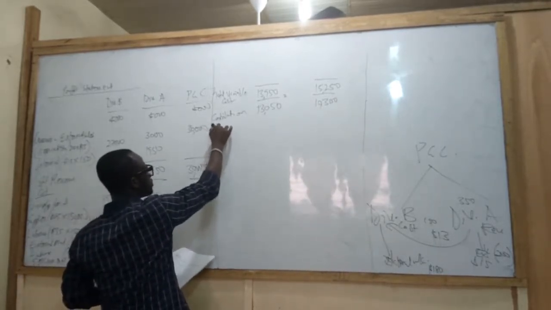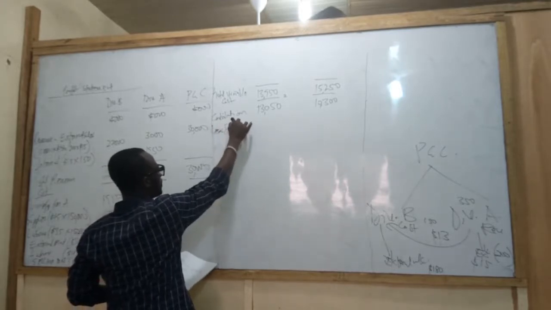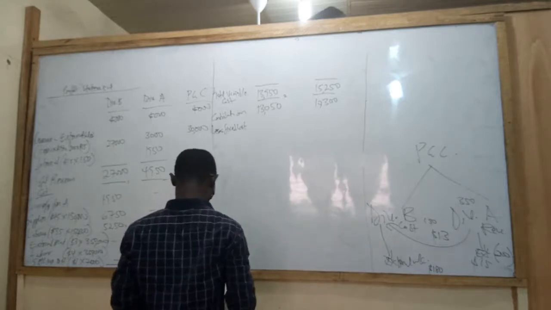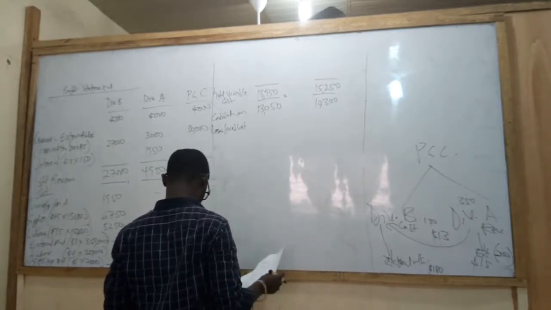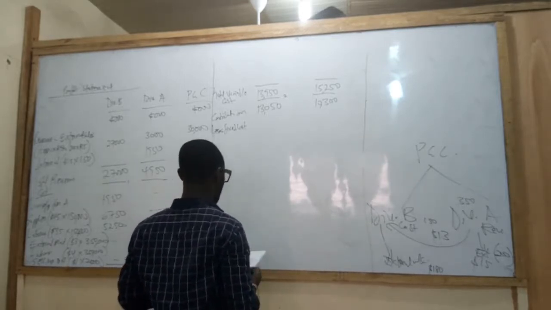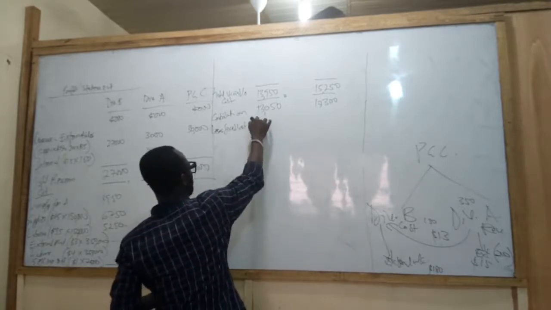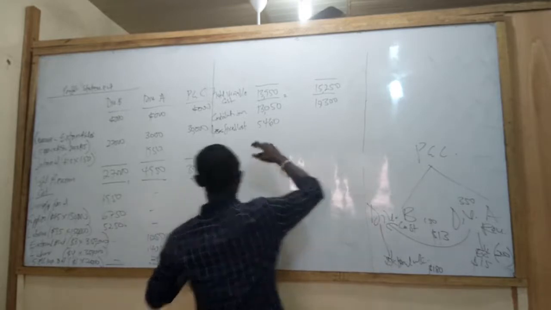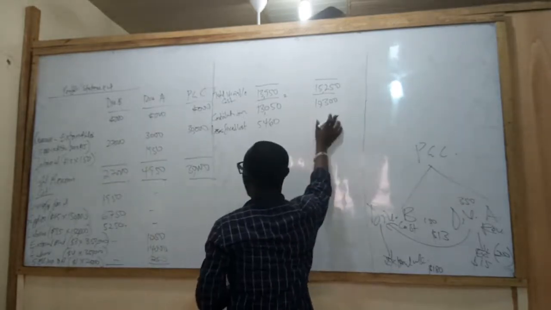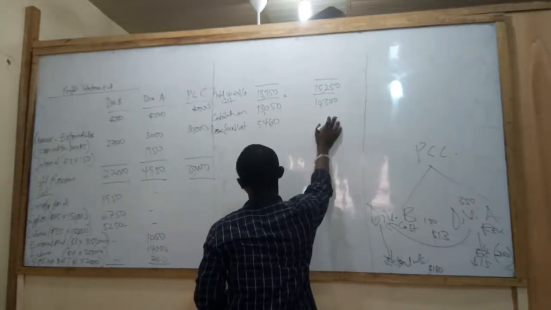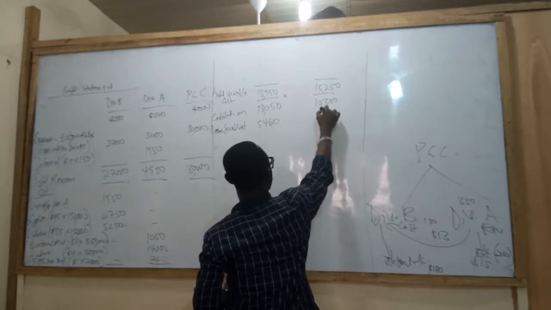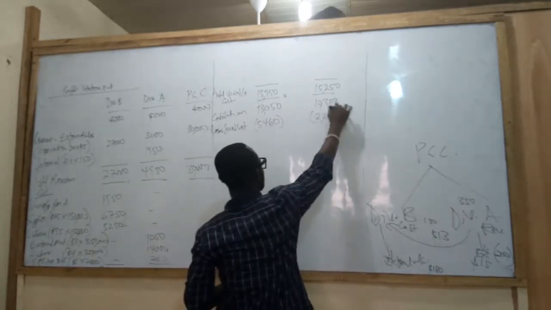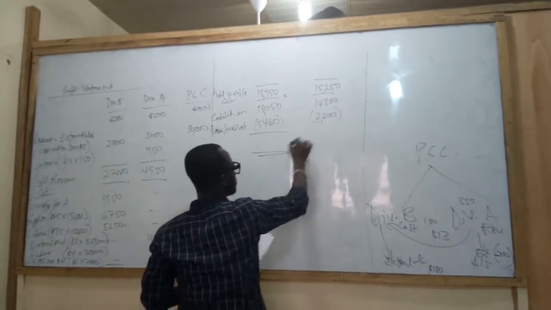Then what do we do? We less fixed cost. Give me fixed cost for Division B. 5,460, because we are working in 3 zeros up. Then A, 2? Okay. So we subtract that.